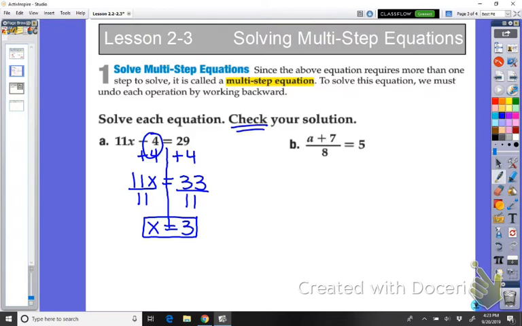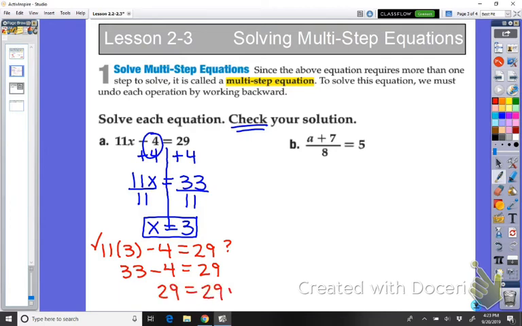Now the directions do say to check your answer, so we need to substitute the 3 back into the original problem. So 11 times 3 minus 4, does that actually equal 29? Then simplify the left-hand side. 11 times 3 is 33. Subtract 4 equals 29. Actually check, does 33 minus 4 equal 29? And your last step of the check is verifying that the left side does equal the right side.